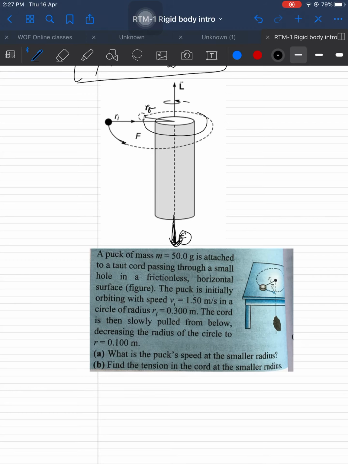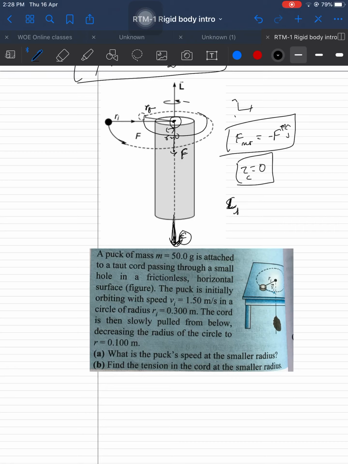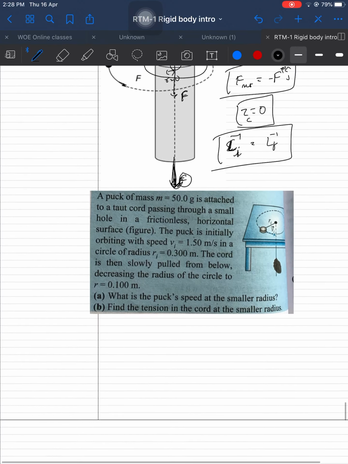What about angular momentum now? Net force F is acting in the downward direction, minus F j cap if we take the downward direction. What about torque? About which point should I do it? Do it about the center. The force is F, and the perpendicular distance is 0. So torque about the center is equal to 0. If torque is 0, I can conserve angular momentum. L initial is equal to L final. Initial angular momentum is equal to final angular momentum.